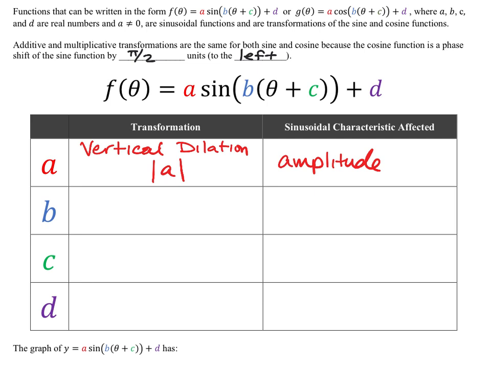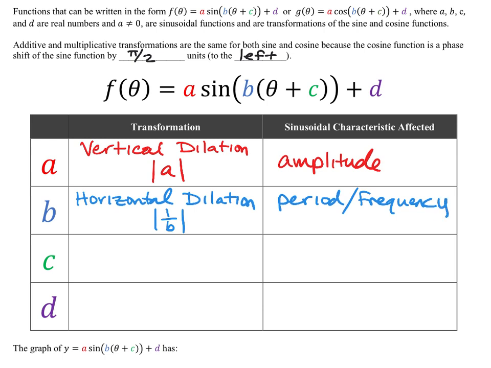The b value, which is inside the function, since it's inside, we know it's going to be some sort of horizontal transformation. And since it's multiplied, this creates a horizontal dilation. It's also on the inside, so we have to remember to do the opposites. So it's a horizontal dilation by a factor of absolute value of 1 over b. The absolute value takes care of the fact that if it's negative, it's just reflected over the y-axis. But we're looking for the b value to talk about how much I have stretched or shrunk it horizontally, like an accordion. Now what that changed for my sinusoidal function, it affects the period and the frequency.